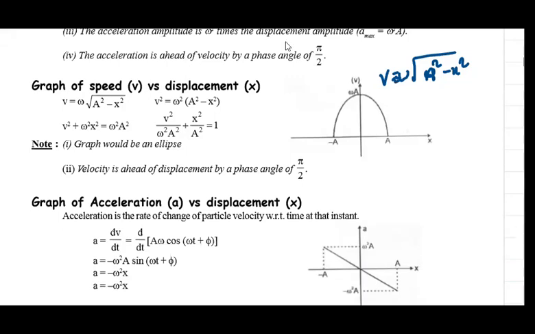All of you know maths, right? All of you have studied quadratic equation, no? I hope all of you studied quadratic equation in class 10th also, right? So v squared is equal to omega squared a squared minus omega squared x squared. What is this? This is a quadratic equation, where v is y and x is x.